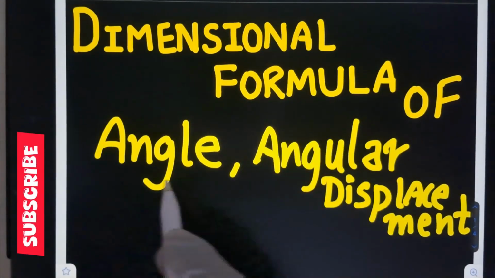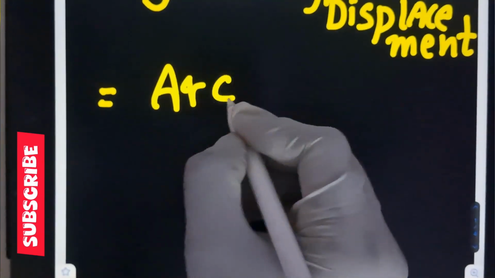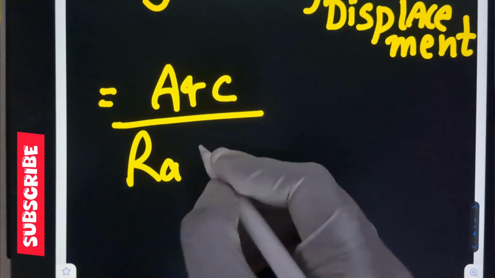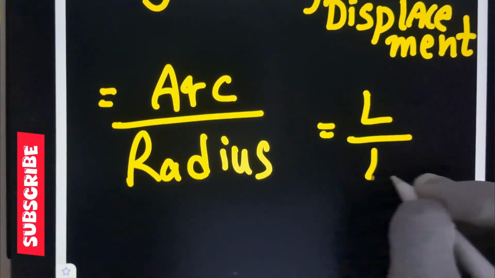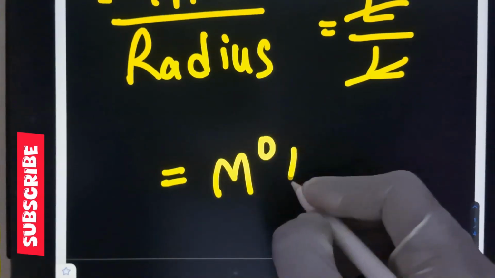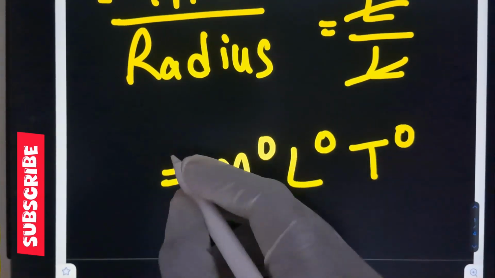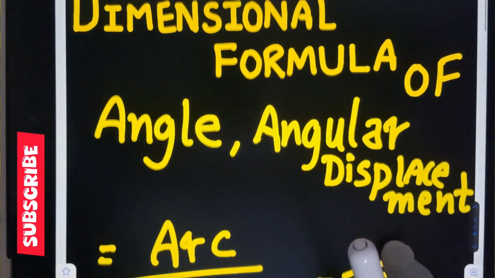To find the dimensional formula of angle and angular displacement. Here the formula is angle is equal to arc by radius. Both have the same dimensions and units. So it is length by length, L by L is cancelled, and it is M power 0, L power 0 and t power 0. So the angle and angular displacement have no units and no dimensions.